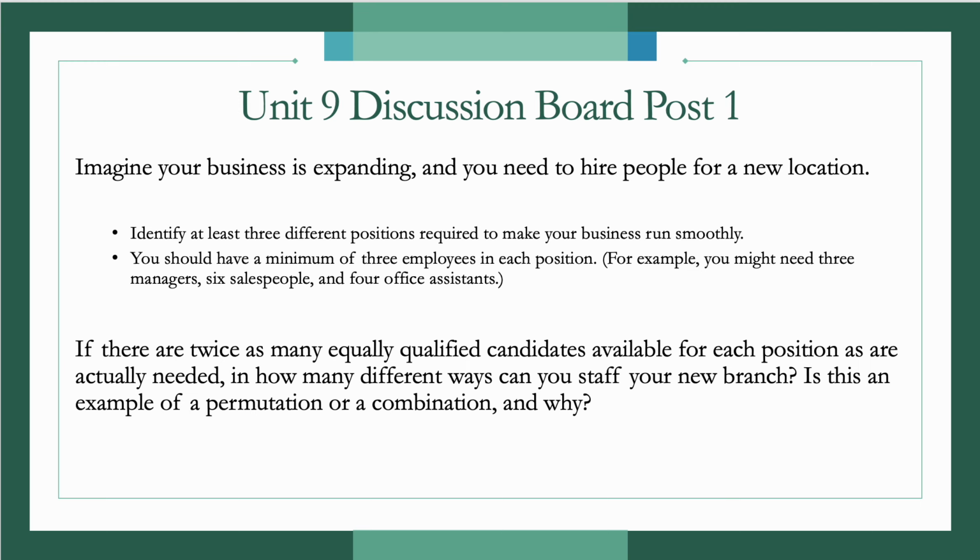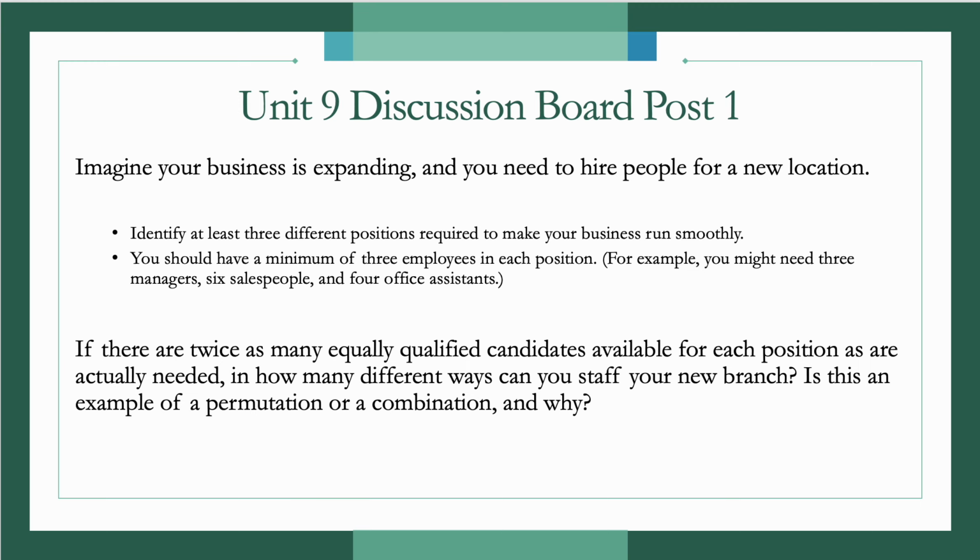There are twice as many people that are going to apply for these positions that are needed. And so you're wanting to think of how could you staff in your different branch? And then would this be a combination or a permutation, and why? So if you're looking for 6 salespeople, you get 12 applicants. If you're looking for 4 office assistants, you get 8 applicants that are qualified.